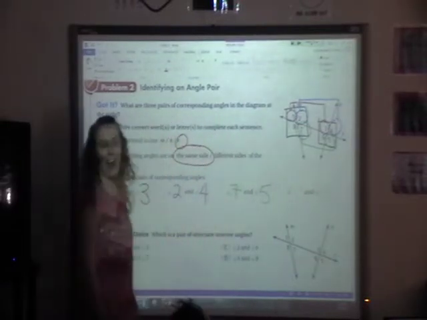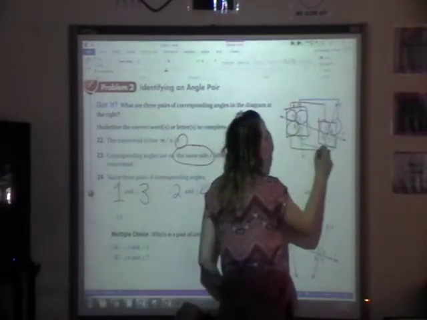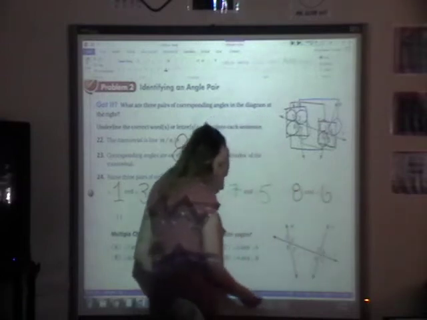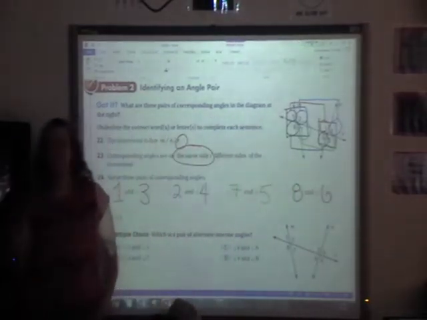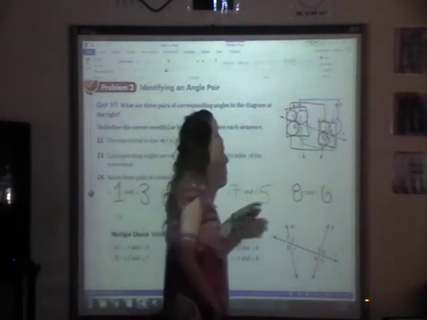And the last one's kind of nice because it's just leftover. I love leftovers. Angle 8 is corresponding to 6. That is fine. I know, but they gave us 4, so why not? When in doubt, finish it out.